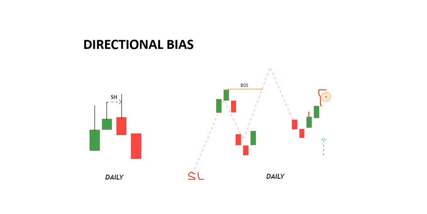A bullish candle. So for instance, if this is a daily chart, then you can expect this day will be going to the market with a bullish directional bias. Okay, so that means for that particular day you'll be looking for opportunity to enter for a buy. Okay, so that is what it means.